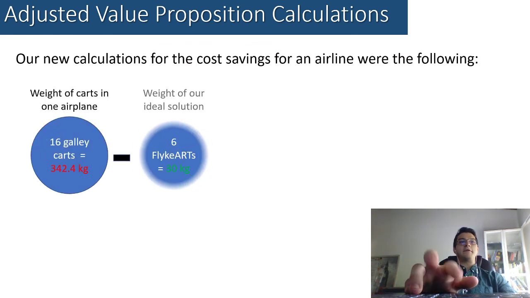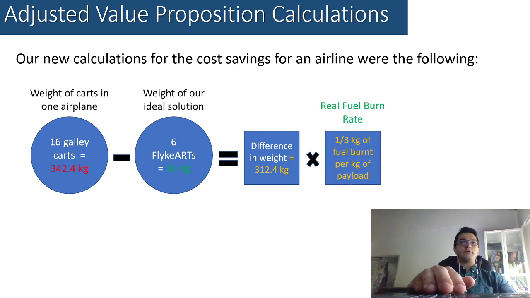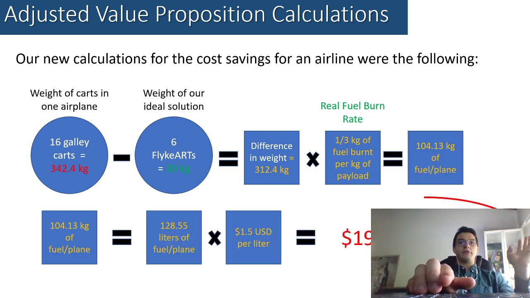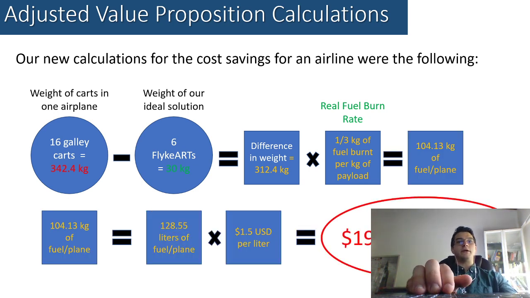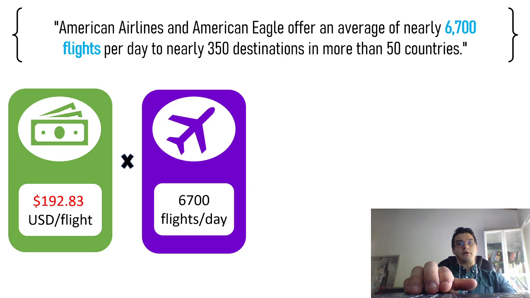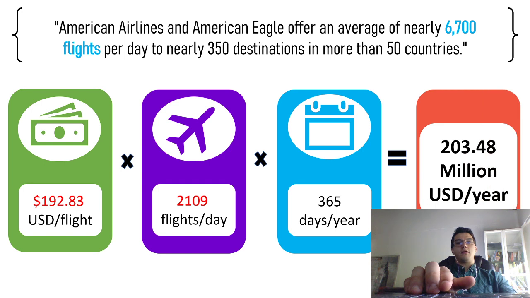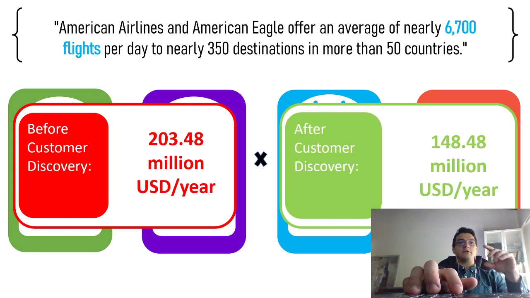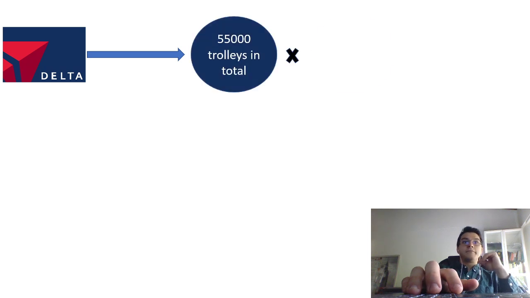I'm not going to go through everything, but basically if there's 16 carts, an ideal solution would be 6 carts weighing a lot less. And then we just calculated everything with the new numbers, and this would be $192 per flight. So this is a significant number compared to the $82 that we had before. But now remember that the number of planes that were equipped with seatback screens and Wi-Fi was about a third. So we had fewer flights per day, and so this would now change to $150 million a year. So as you can see, our calculations before and after had changed, and this was great because we did this by talking to our customers.